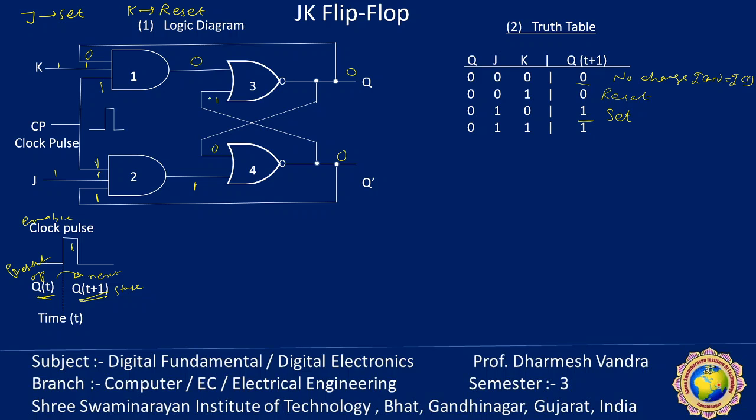Now this 0 will pass here. 0 plus 0 whole bar is equal to 1. And this one goes to here, but due to the second input already being in the stable state 1, 1 plus 1 whole bar is equal to 0. So we get Qt+1 equal to 1 here. So what we found is that if both inputs are 1 1, at that time Qt+1 is the complement of Qt.